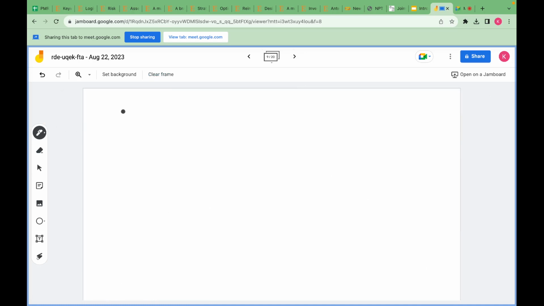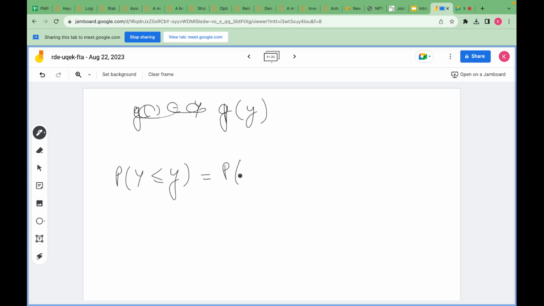So let's suppose we have this function g in terms of y. Now the probability that capital Y is less than y, this is nothing but the probability.